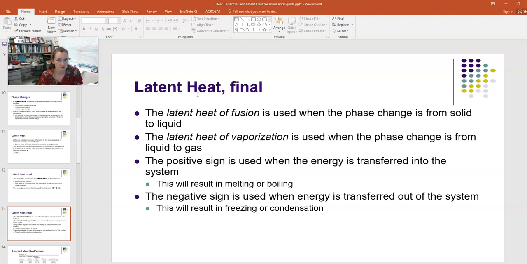Its Q is equal to plus or minus mL, depending on which way you're going with the phase change. You use the positive sign when the energy is transferred into the system, which results in melting or boiling. We use the minus sign when energy is transferred out of the system, and that results in freezing or condensation. So I always think, do I put it in the fridge or do I put it on the stove to get that thing to happen? If I put it in the fridge, its Q is minus mL. If I put it on the stove, it's Q plus mL.